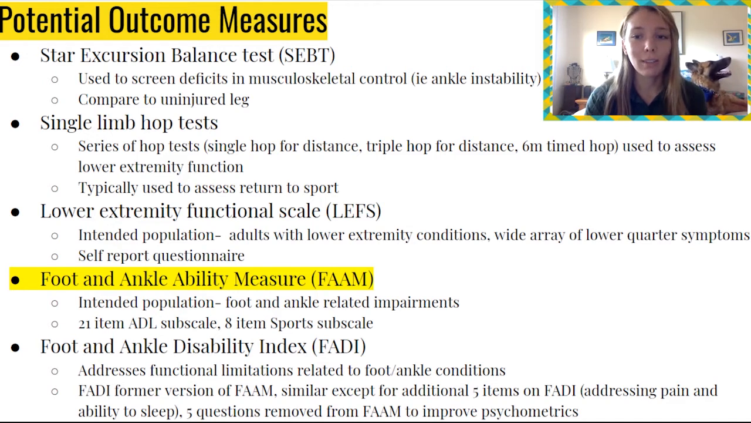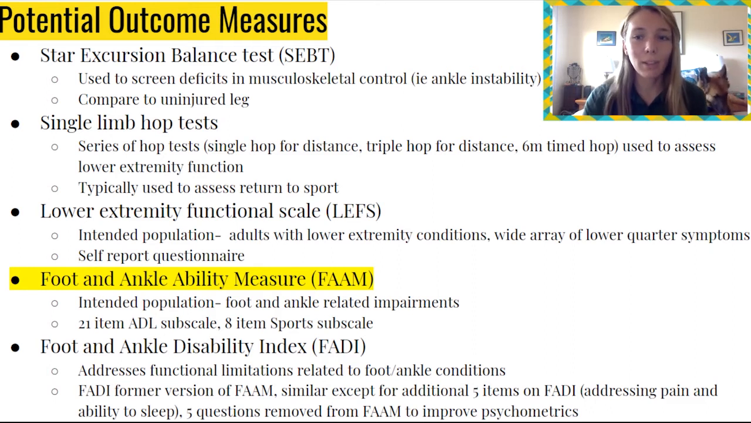We also looked at the single limb hop tests. These are a series of hop tests such as the single limb hop for distance, the triple hop for distance, and the 6-meter timed hop. These single limb hop tests are used to assess lower extremity function and are typically used to assess return to sport. We also looked at the Lower Extremity Functional Scale, called the LEFS.